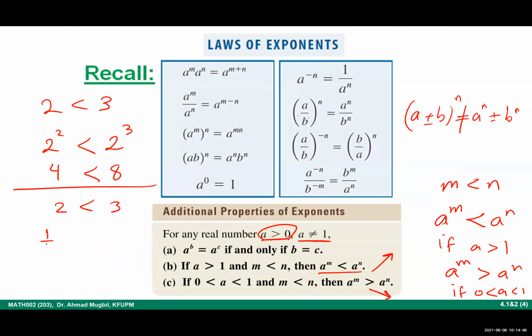Now, what about a half to the power 2 and a half to the power 3? We take a number that is less than 1. Now this is m, this is n, this is a. This is 1 over 4, and this is 1 over 8. Which one is bigger? 1 over 4 is bigger. So it is not in the same direction. This is a decreasing function.